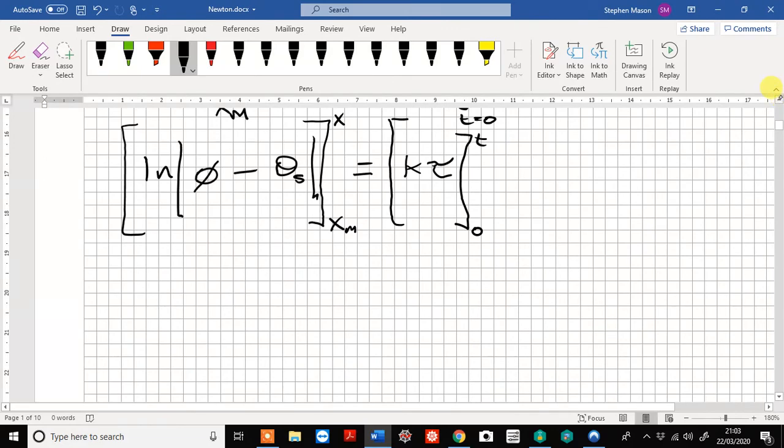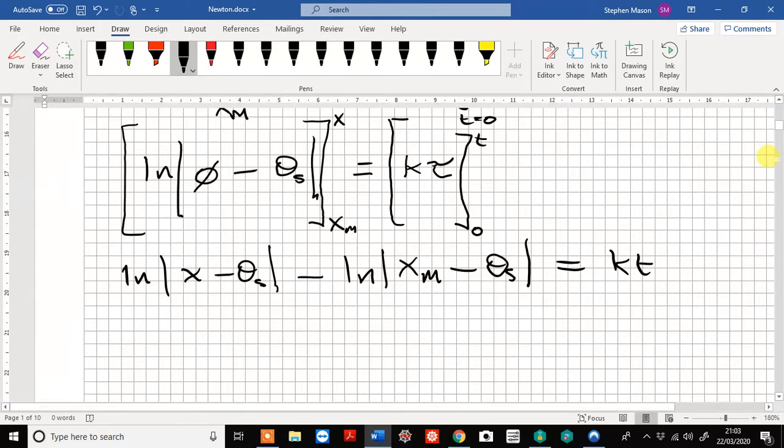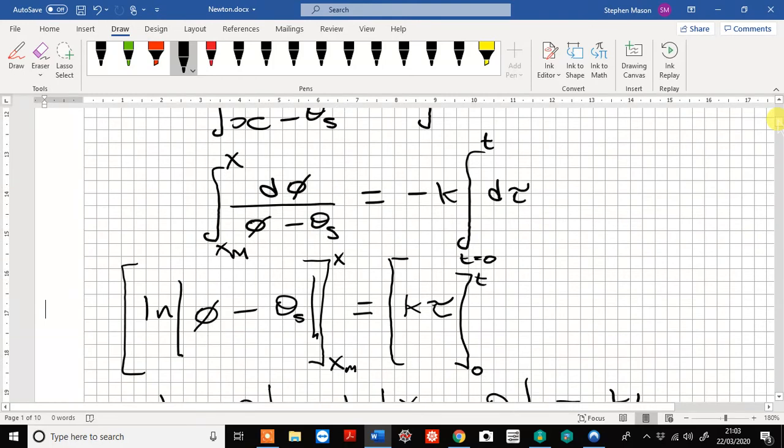So what we've got is the logarithm of x minus theta s, minus the logarithm of xm minus theta s, and that is equal to, well, it's just equal to kt. And I think you might have noticed that I've missed out a minus sign, which we'll just put here.